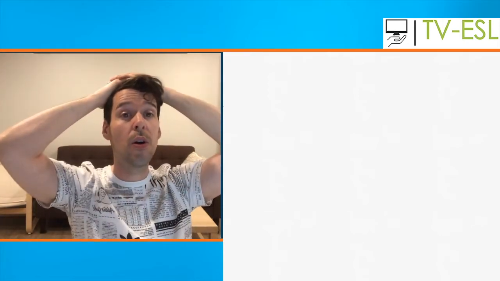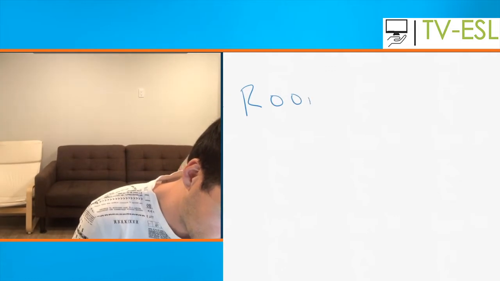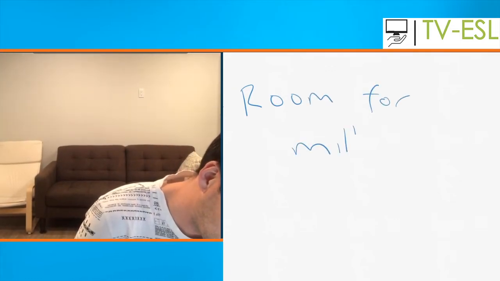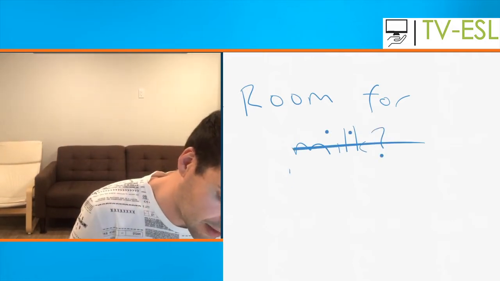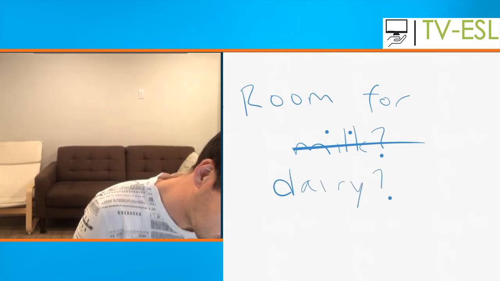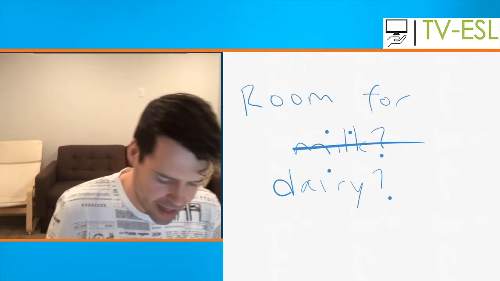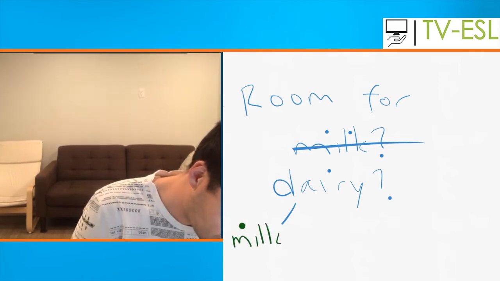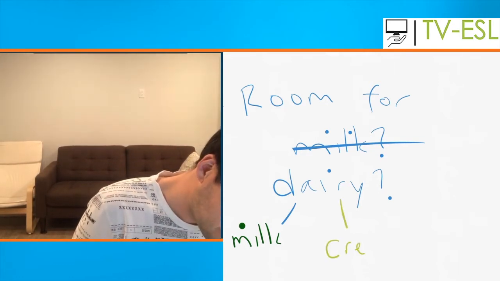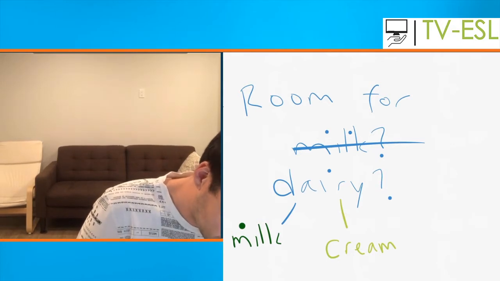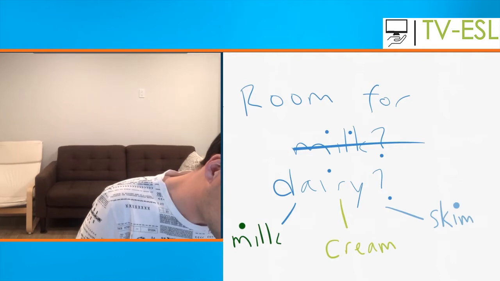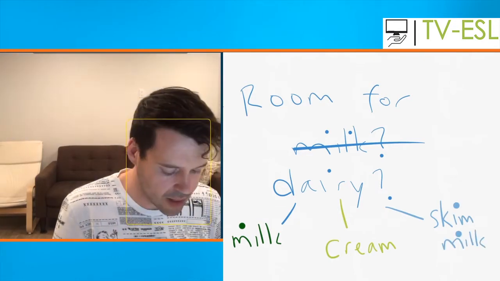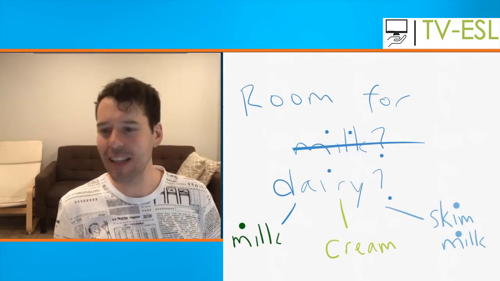And this is pretty common still. If you come to Canada or the States and you go to a Starbucks, for example, and you order a coffee, they may ask you, as one of the set questions, room for milk. Actually, more than that, they'll say room for dairy. Okay, because dairy could be milk, or cream, or skim milk. I guess the idea here is that if you say room for milk, then someone might say, oh, I don't drink milk. I only drink skim milk.